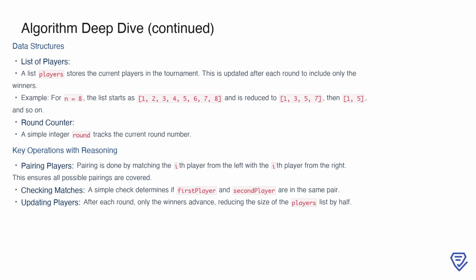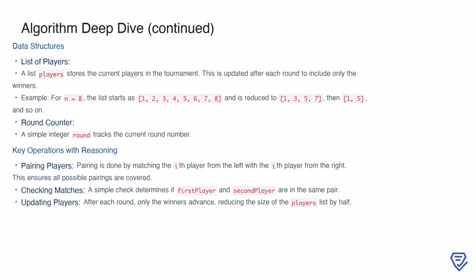The algorithm uses simple but effective data structures to manage the tournament. A list called players stores the current participants in the tournament. This list is updated after each round to only include the winners, progressively shrinking in size. For example, with n equals 8, the list starts as 1, 2, 3, 4, 5, 6, 7, 8, and reduces to 1, 3, 5, 7 after the first round, then 1, 5 in the next, and so on. A basic integer round is used to track the current round number.